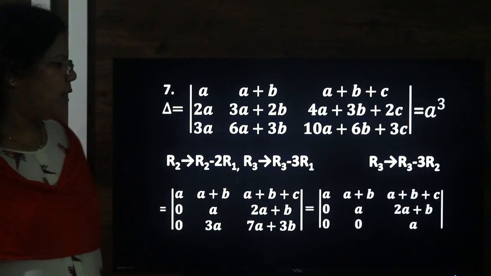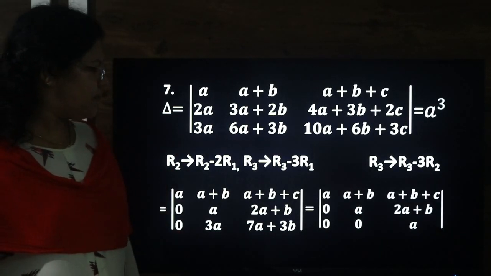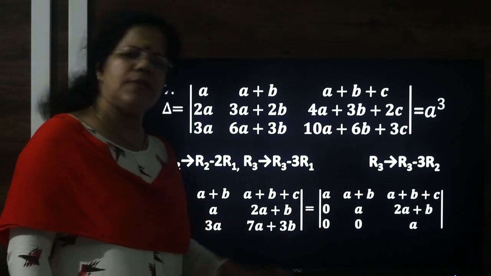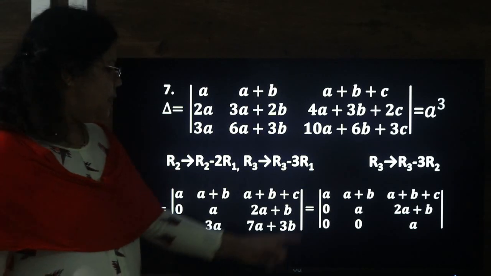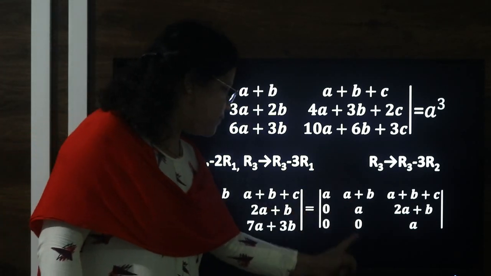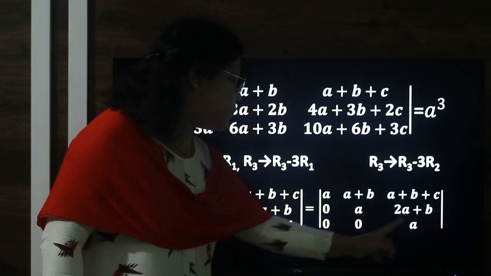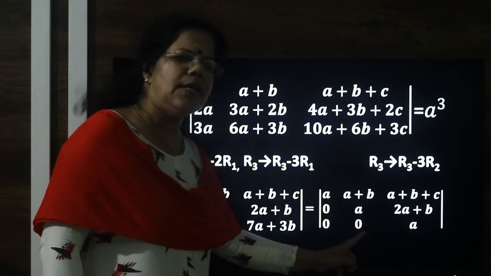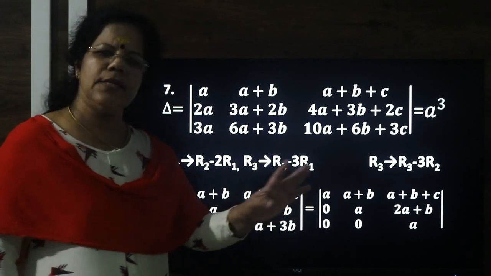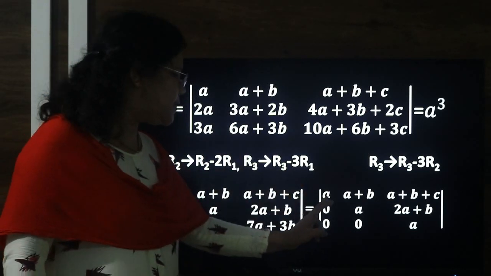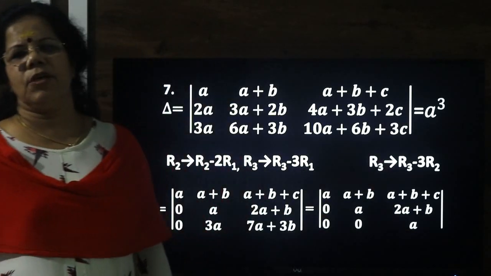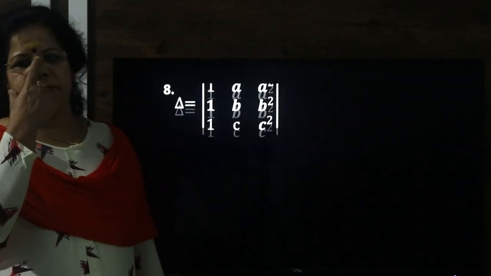It is a plus b plus c, 0, a, 2a plus b, 0, 0, b. That is all you can do. Now expand using the first column. What are you going to get? a into the resulting determinant, a into a square into b, minus the 0 only. Again these two are 0, nothing to expand. Direct answer: it is a into a square, which is equal to a cube. Direct answer, a cube.